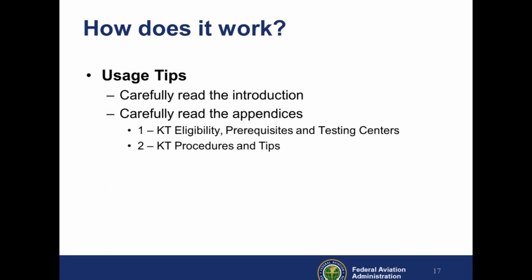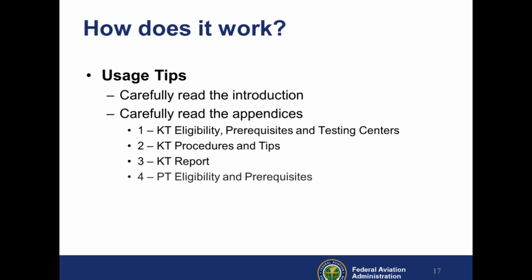Appendix 2 is knowledge test procedures and tips. There's a lot of good information in there, particularly if you'll be taking the knowledge test soon. I do want to mention a lot of this stuff isn't new. This stuff was available in various other FAA publications, but now we've pulled them all together so you have one place to find all these. Appendix 3 is the knowledge test report. It tells you how to decode your knowledge test report, PLT codes, that sort of thing is in there.